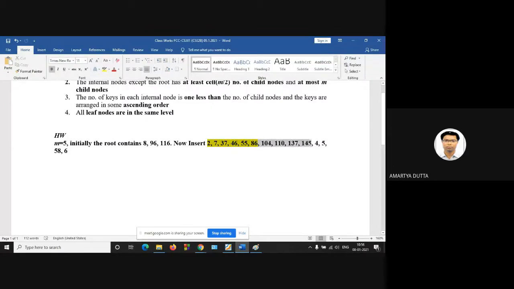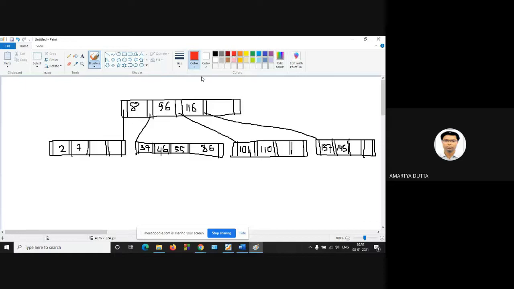Up to this, any problem? No, sir. Now 4, 5, 58, and 6. So insert 4 and 5. Now we have to insert 4. So 4 is less than 8, so it should be in the first node. Replace this 7 with 4. So this will be 4 and 7.